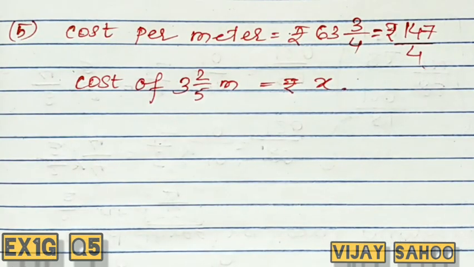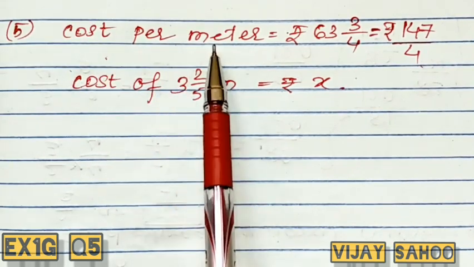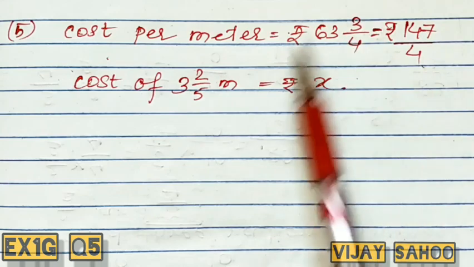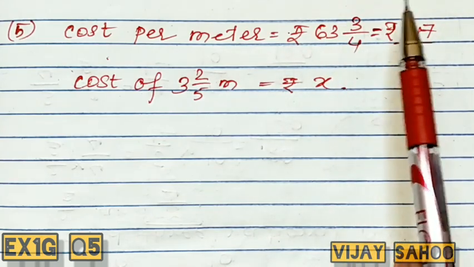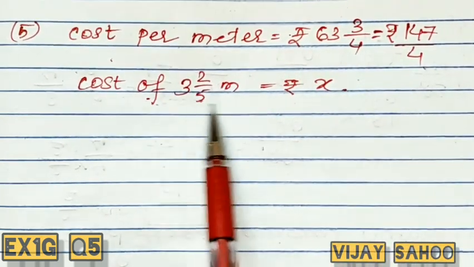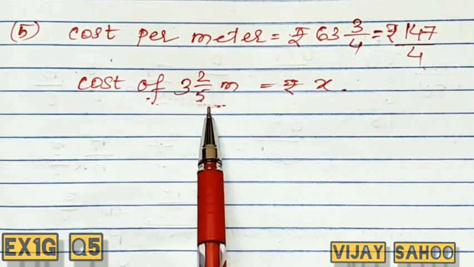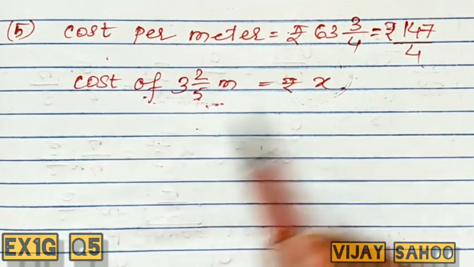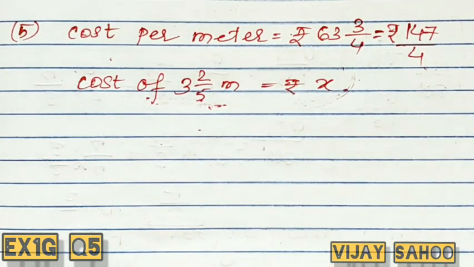Okay students, now this is the data given to us, that is cost per meter, that is 63 3/4, and if I convert it, that will be rupees 147/4. We have to find what is the cost of 3 2/5 meters. So I have taken it as x. So now what we'll do, we'll do a cross multiplication. Why? Because it is a question of direct proportion.